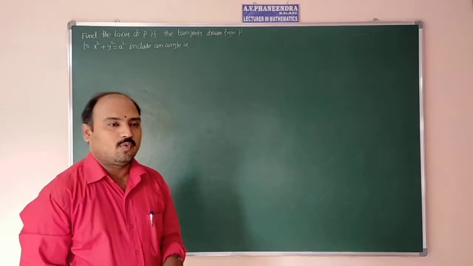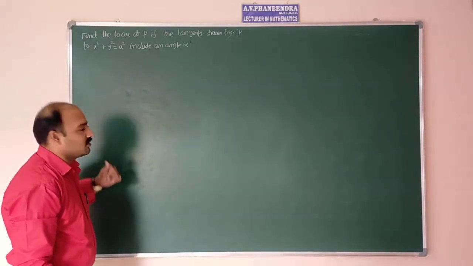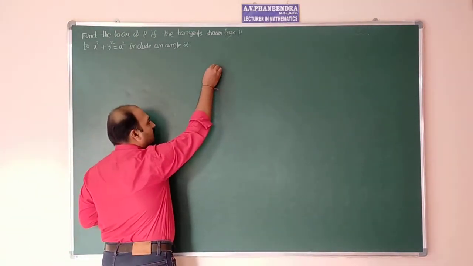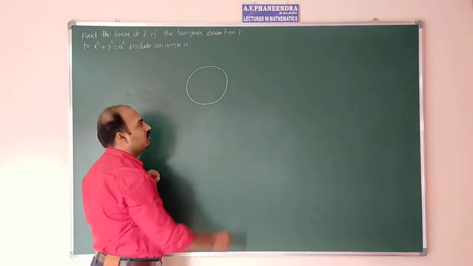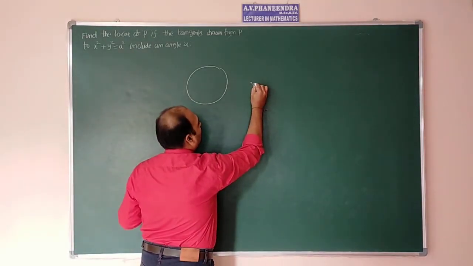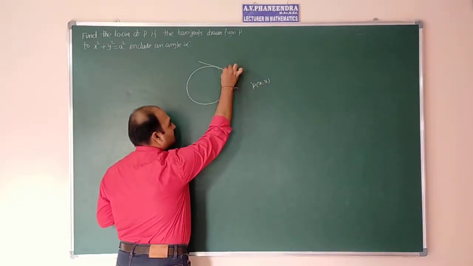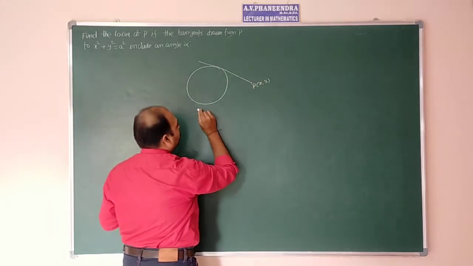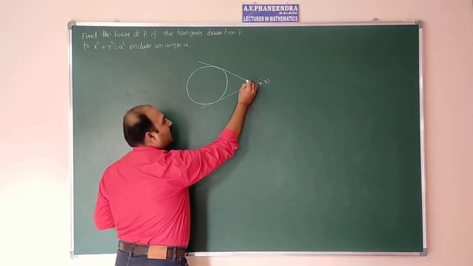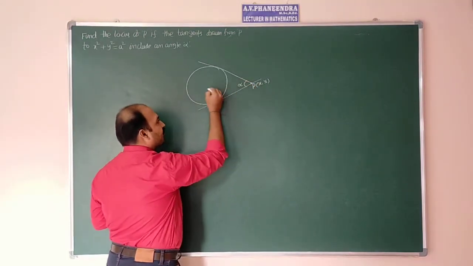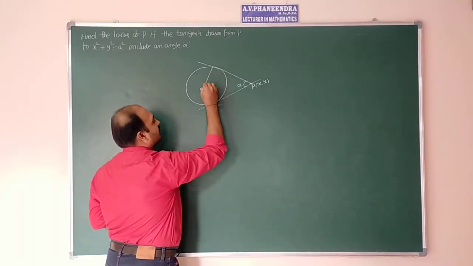So how to do that? What is the locus they are asking here? The locus of the point P with respect to the circle. So this is the circle, x square plus y square equal to a square. Here some point is there, that locus point we are assuming as x1, y1. So these are the tangents from the point P that include an angle alpha, they are saying that. This is the center of the circle, from here to here radius.